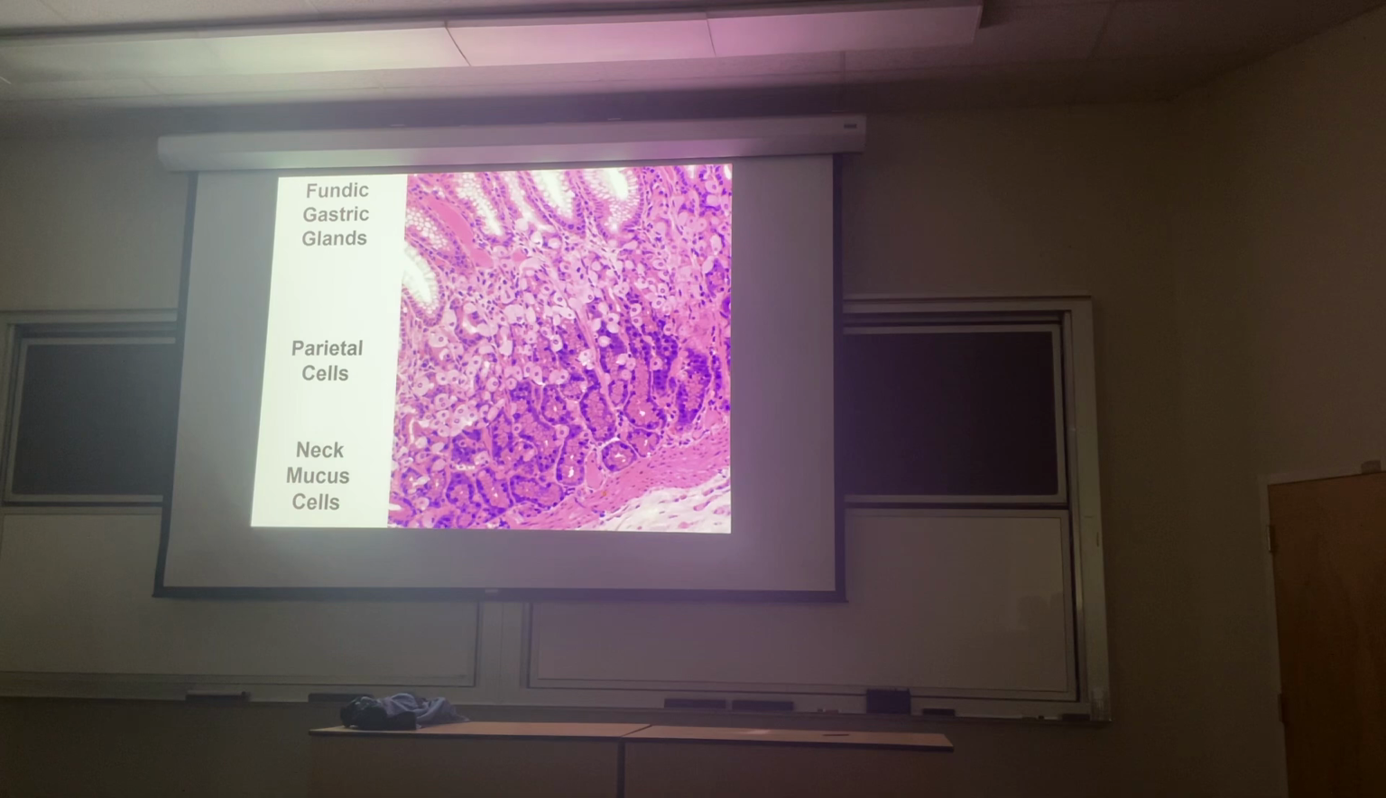This is part of the muscularis mucosae. This is a blood vessel right here that we're seeing. These are the gastric pits with their simple columnar cells that secrete mucus. You can call these neck mucus cells or just mucus cells.